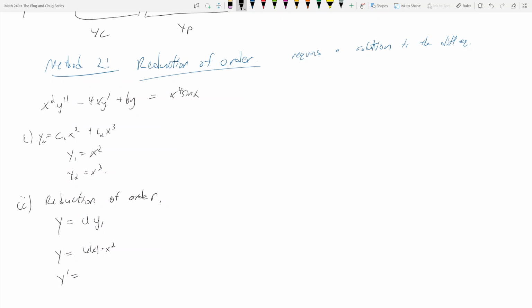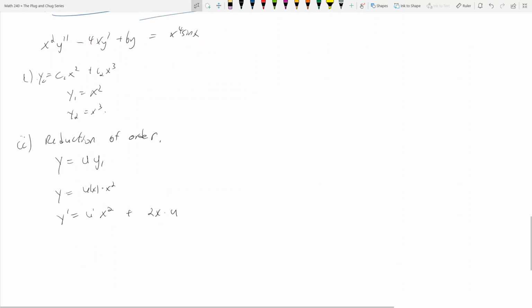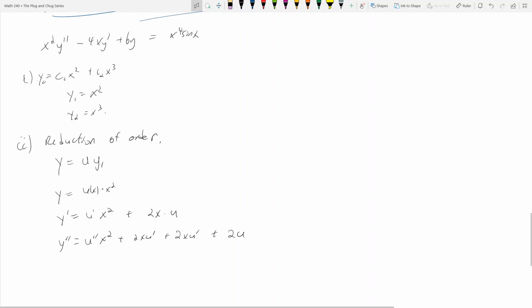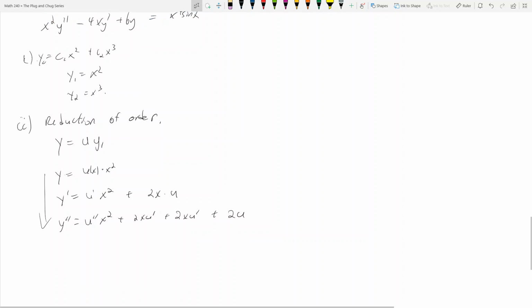So y prime is going to be u prime times x squared plus 2x times u, by the product rule. And then y double prime is going to be u double prime x squared plus 2x u prime, and then plus 2x u prime plus 2u, okay? And now what do I do? You take your derivatives, and now you got to plug it back into the equation.